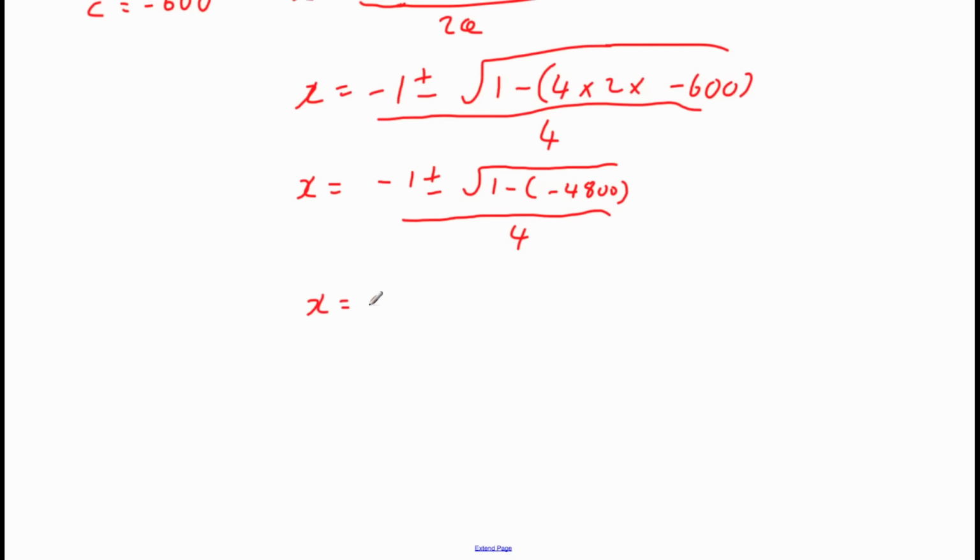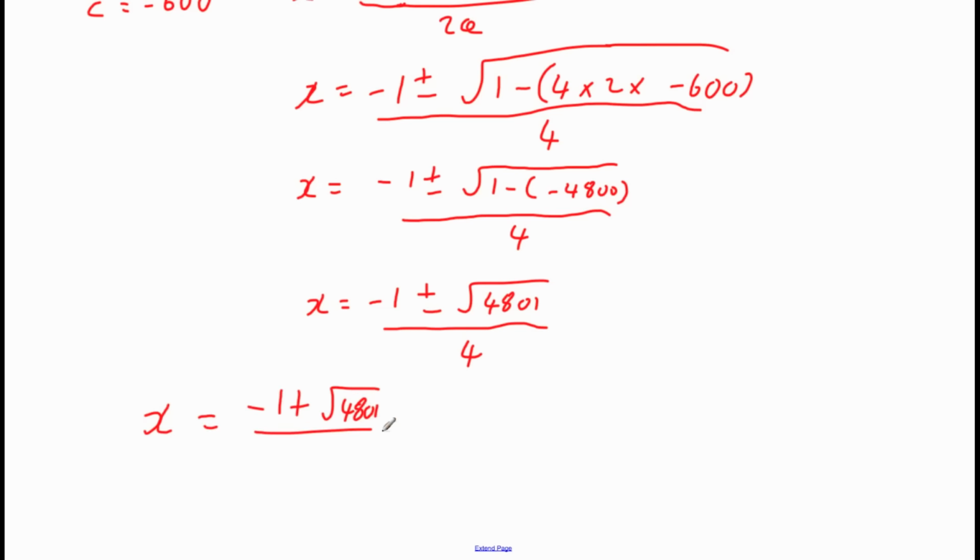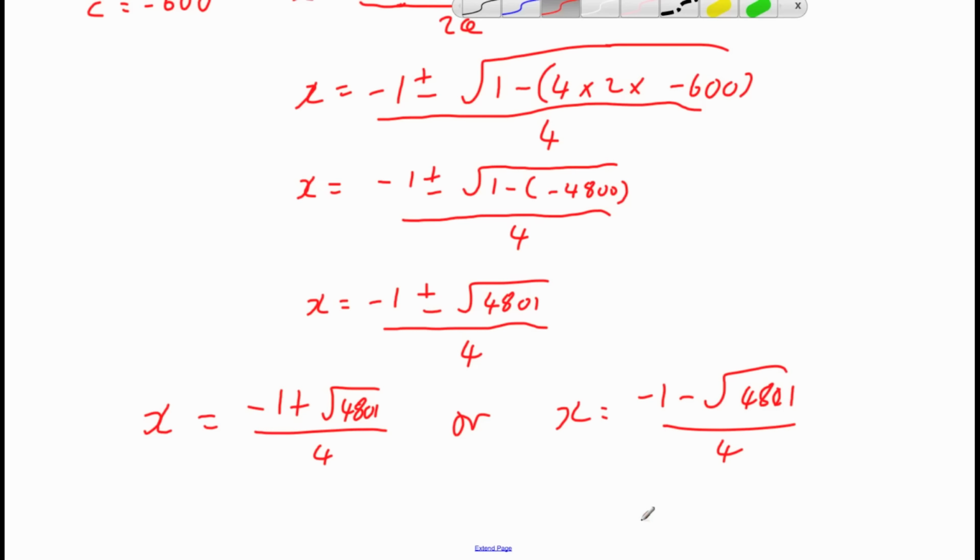Let's simplify this. So we've got x equals minus 1 plus or minus the square root of 1 minus minus 4,800, so that's 1 plus 4,800, which is 4,801, all divided by 4. And remember, we've got our two solutions: either minus 1 plus the square root of 4,801 divided by 4, or minus 1 minus the square root of 4,801 divided by 4. So let's write those out. x equals minus 1 plus the square root of 4,801 divided by 4, or x equals minus 1 minus the square root of 4,801 divided by 4.